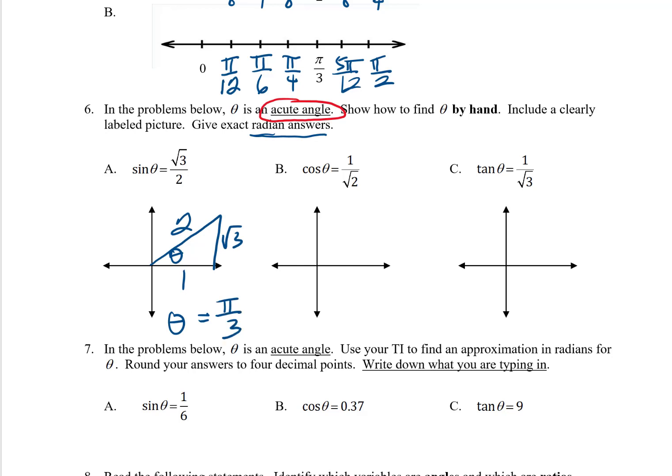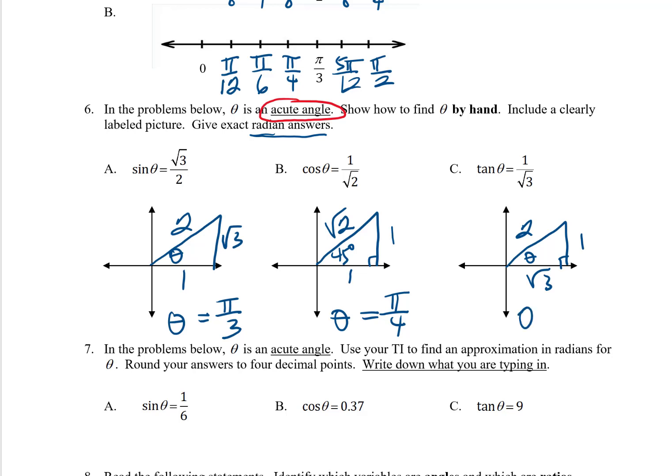Cosine theta equals 1 over root 2. Again, first quadrant. Let's see, cosine is adjacent over hypotenuse. This is one of our special triangles. It's the 45, 45, 90 special triangle. So theta is 45 degrees, or in radians, pi over 4. And then the final example, again, first quadrant, tangent, opposite over adjacent. Here's my angle. It's another 30, 60, 90. This time the angle is opposite the 1, which means it's 30 degrees, or in radians, pi over 6.